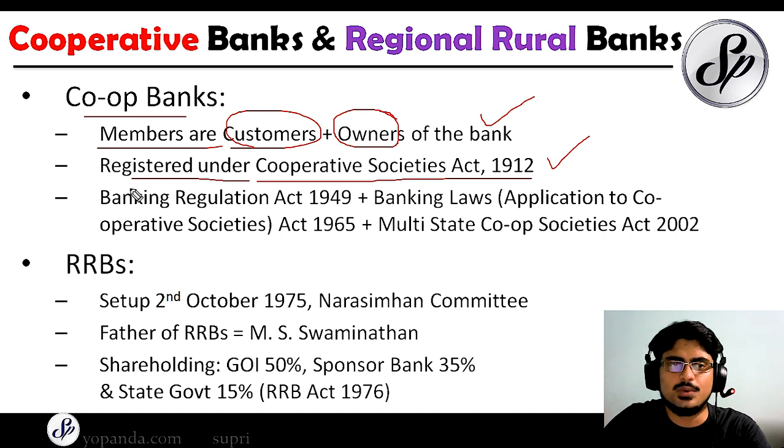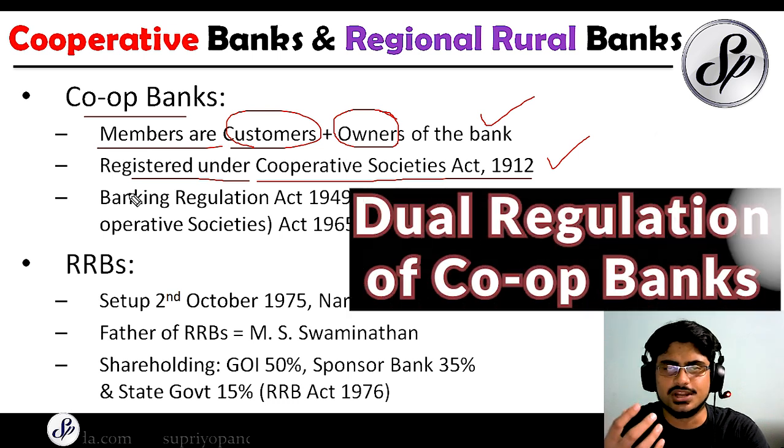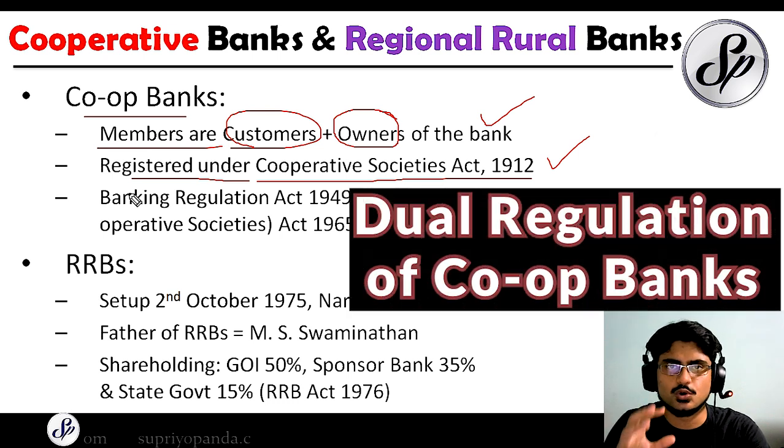And now we actually have a unique system in India by which we have dual regulation of the cooperative banks. The Reserve Bank of India is one party, and the second party is the state government. Each and every state government has different cooperative credit society acts, and they regulate these cooperative banks differently.